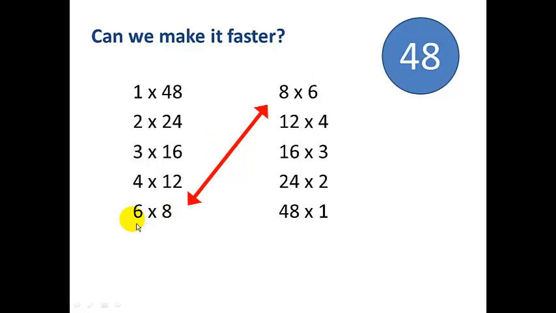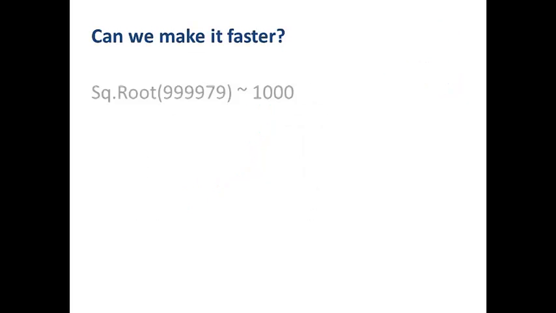So there's really no need to check for primeness after the square root of a number, because after that you're just duplicating the effort. So the way to speed up our code is by stopping when we reach the square root of a number. So for instance, let's look at a big number where there's going to be a lot of calculation involved. The square root of 999,979 is about 1,000. 1,000 squared is 1,000,000, right? And this number is just under 1,000,000, so it's just under 1,000.